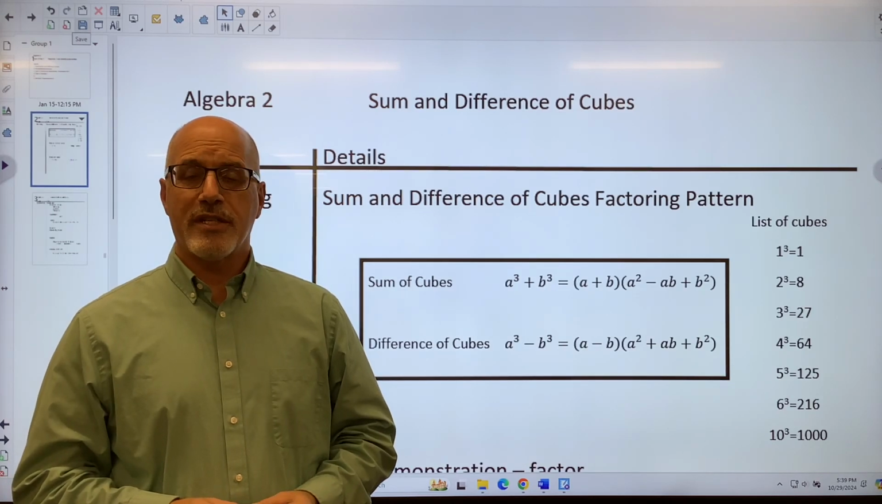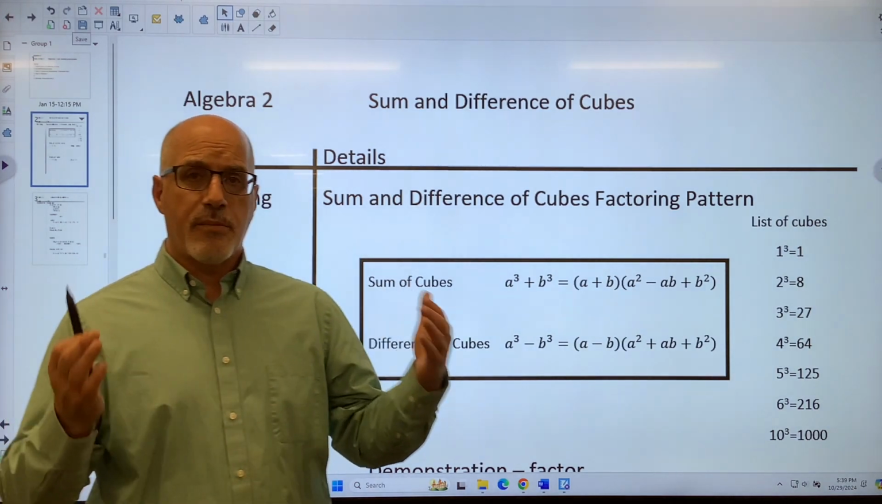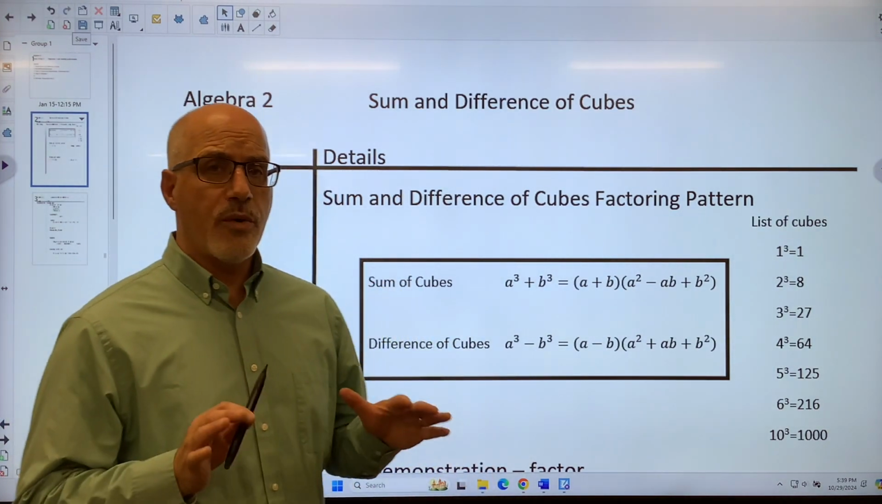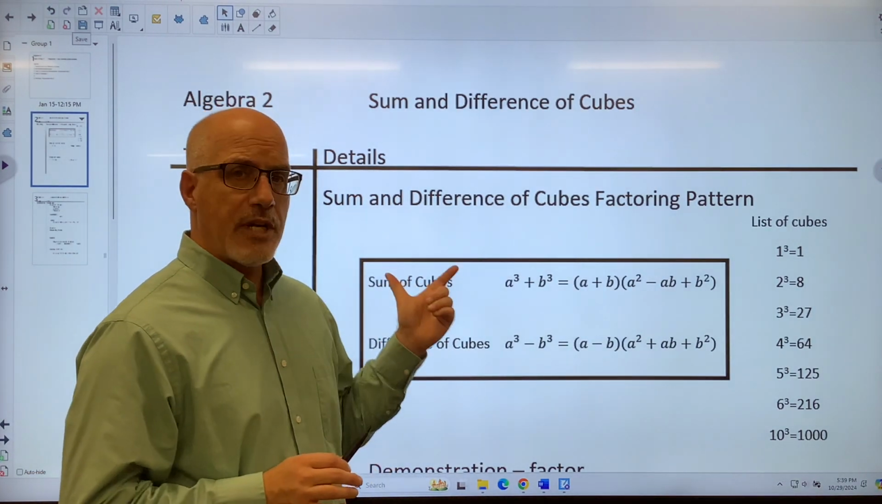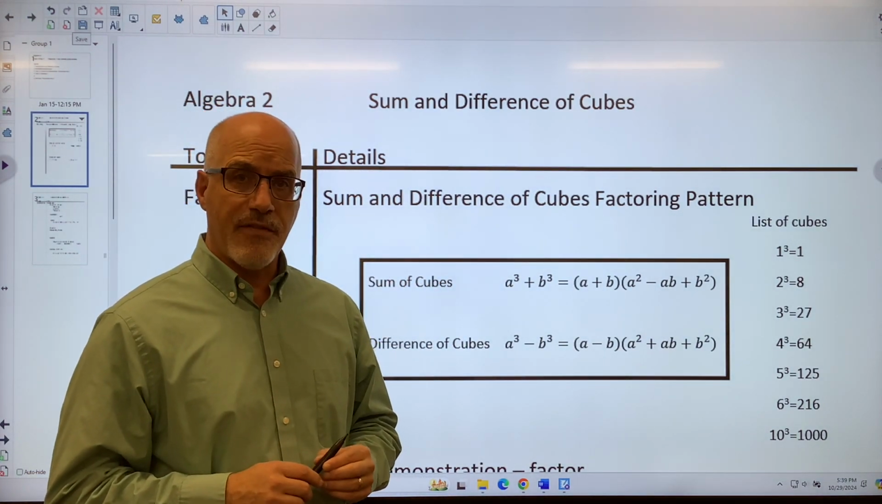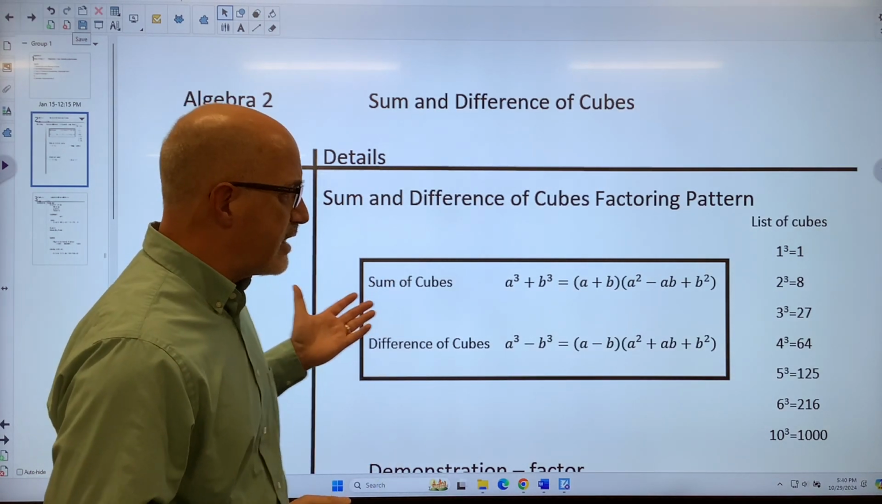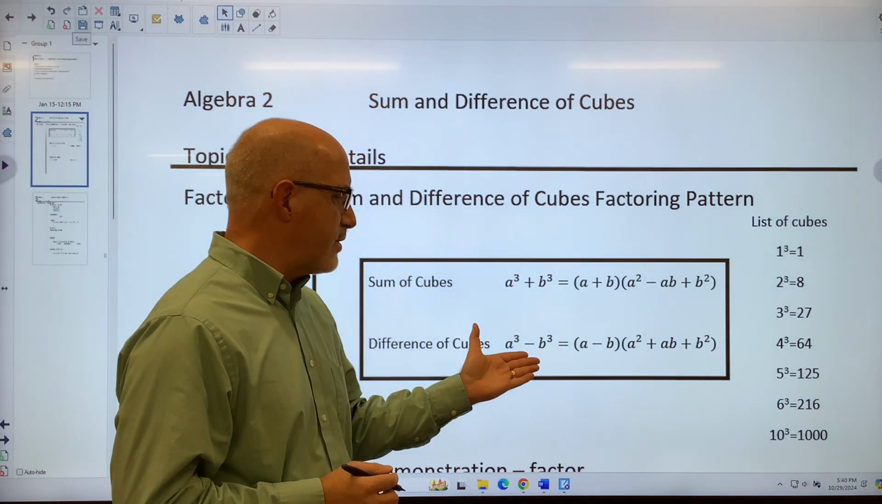We're going to return to the topic of factoring. Instead of factoring perfect squares or sum or difference of squares, we're going to look at sum and difference of cubes. So our objective is that we can factor sum and difference of cubes. First of all, let's take a look at this pattern, these two patterns, sum of cubes and difference of cubes.